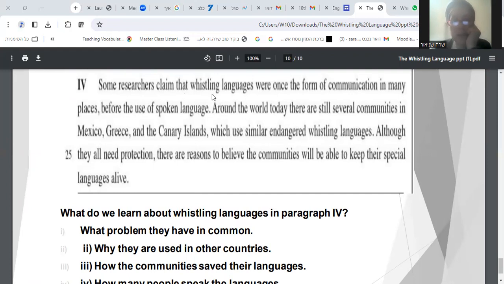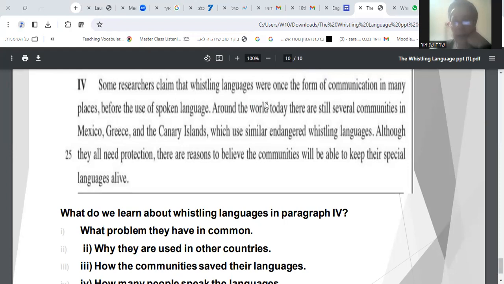Some researchers claim that whistling language were once the form of communication in many places before the use of spoken language. החוקרים טוענים ששפת השריקות were once, פעם היו a form דרך תקשורת in many places במקומות רבים before the use of spoken language, לפני אפילו השפה המדוברת.